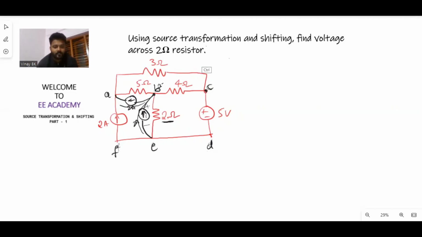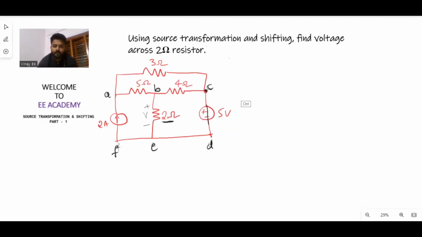Similarly, you can shift the voltage source also. You can shift it into the C to B branch and also the C to A branch. Then the original branch becomes a short circuit, this 5 volts source becomes short. You are also shifting the polarity, minus and plus, and similarly here also. These are the steps to shift the voltage and current.